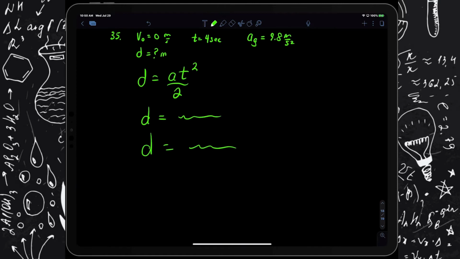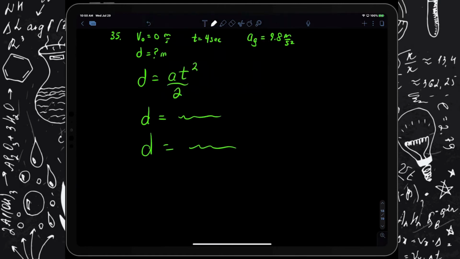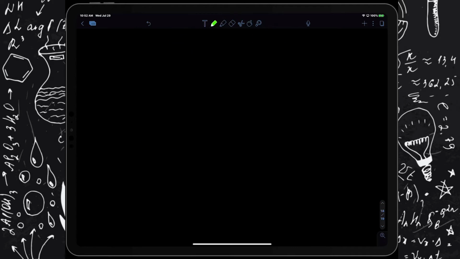And what you should end up with, if you did this correctly after you punch the numbers into the calculator here, should be 78.4. So you should have 78.4 meters. I want to make sure I had that right for you. We go to 36. Our next one, we have number 36.